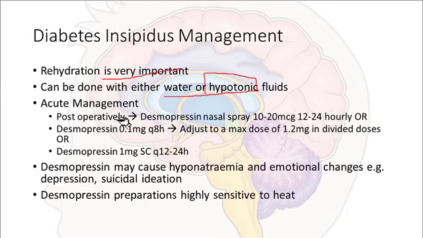And if the transsphenoidal resection of the pituitary adenoma results in diabetes insipidus, right, you then need to use desmopressin nasal spray 10 to 20 micrograms every 12 to 24 hours, or desmopressin, right, given 0.1 milligrams every 8 hourly, adjust to the maximum dose of 1.2 milligrams in divided doses, or alternatively you can give 1 milligram of desmopressin subcutaneously every 12 to 24 hours.